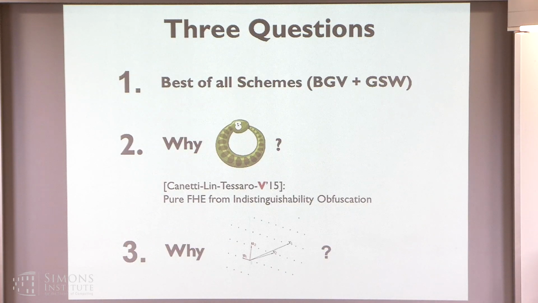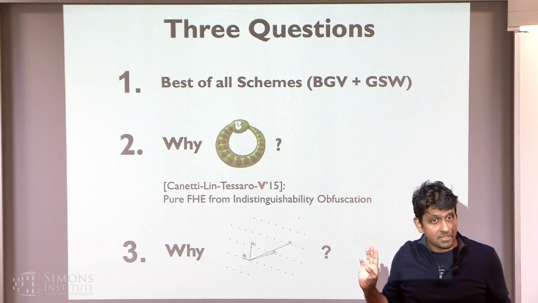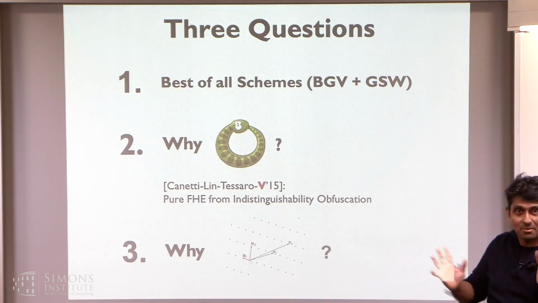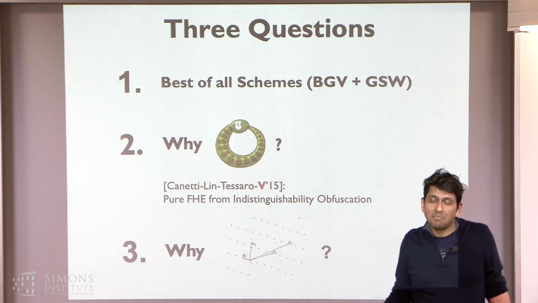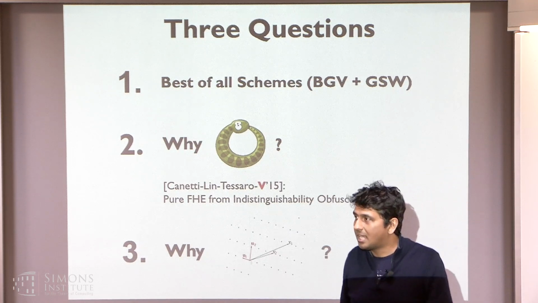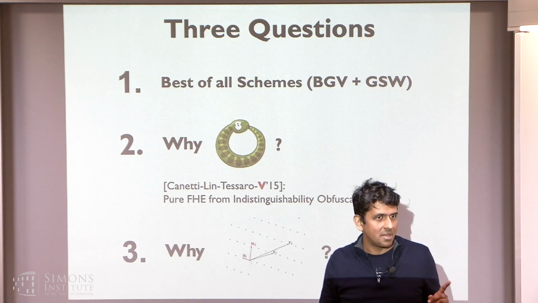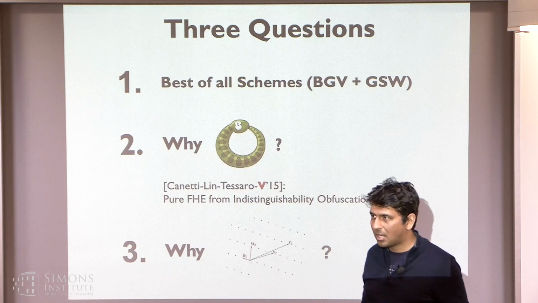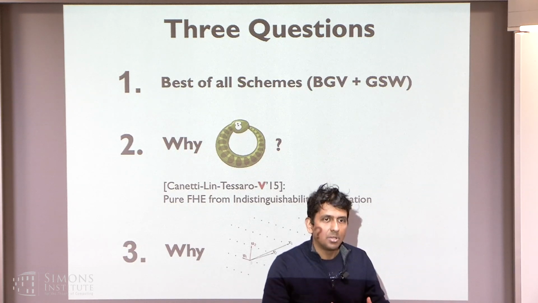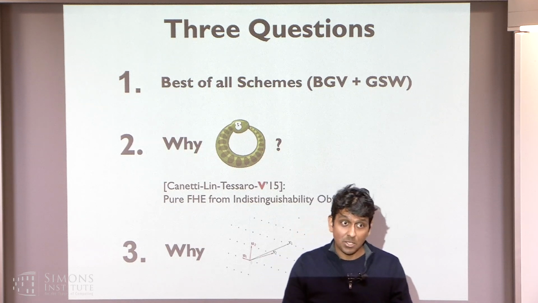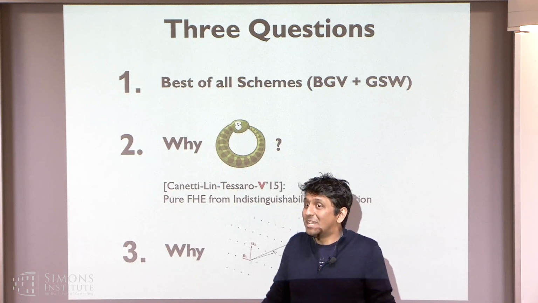All right, so let me leave you with 3 questions. Two of them I already told you about: best of both schemes, BV and GSW together, and why circular security? I really don't know. I'm very conflicted about this. On the one hand, there are recent results by Goyal, Koppula, and Waters, who showed an example of an encryption scheme which is CPA secure, but not circular secure. It's a somewhat contrived scheme, but it's actually an LWE-based scheme.